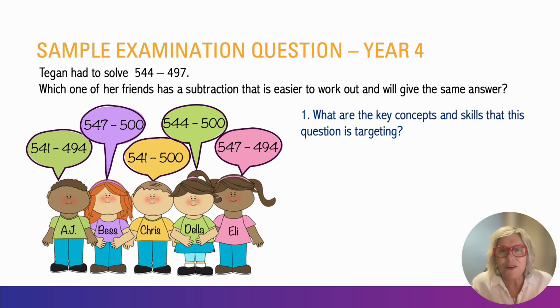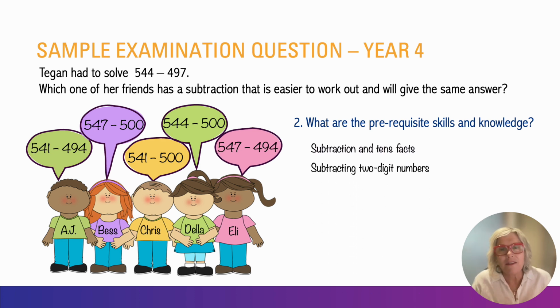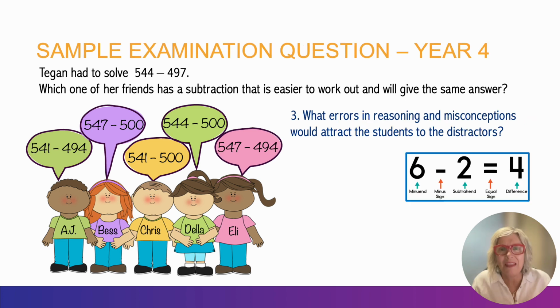Well, let's consider each of the focus questions for this sample. The key concepts and skills that this question would be targeting is subtraction strategies with 3-digit numbers. The prerequisite skills and knowledge would include subtraction and facts of 10, subtracting 2-digit numbers, and place value of whole numbers. So let's work through each distractor in this question, and I will be referring to Newman's error analysis. And if this is new to you, please rewind the video back to 11 minutes for a quick explanation. I have also added an image with the elements of a subtraction algorithm labelled.